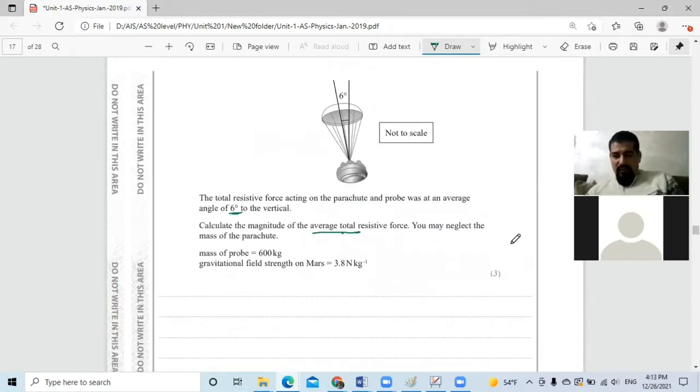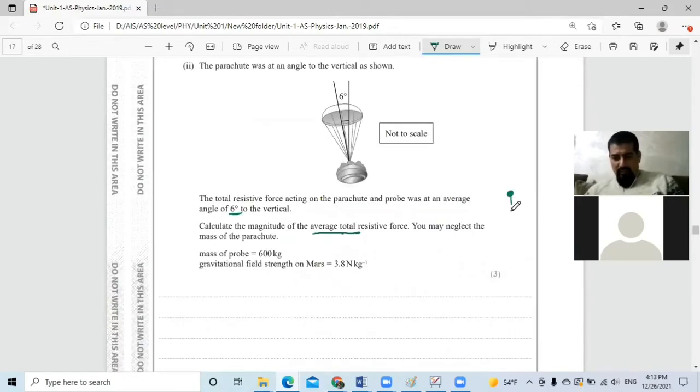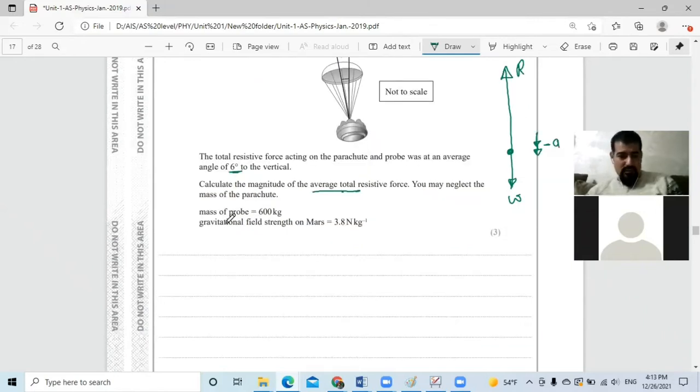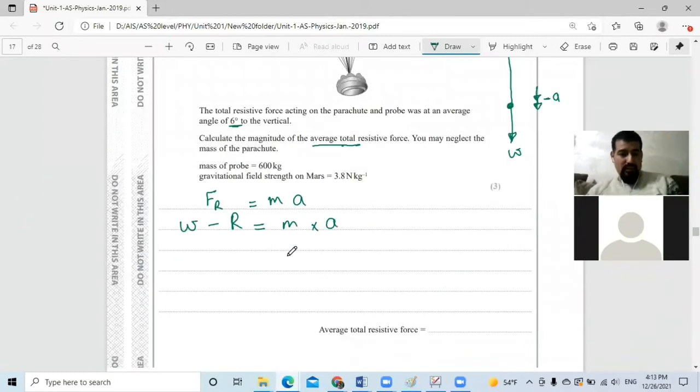Now what are the vertical forces acting on the probe with the parachute? We have the weight and we have the resistive force. As you can see, I put the resistive force longer than the weight because there is deceleration. It falls down, but with negative acceleration, which is deceleration. That means the resultant force equals mass multiplied by acceleration. The resultant force, which is the weight down minus the resistive force upwards, equals the mass multiplied by the deceleration that we just found.